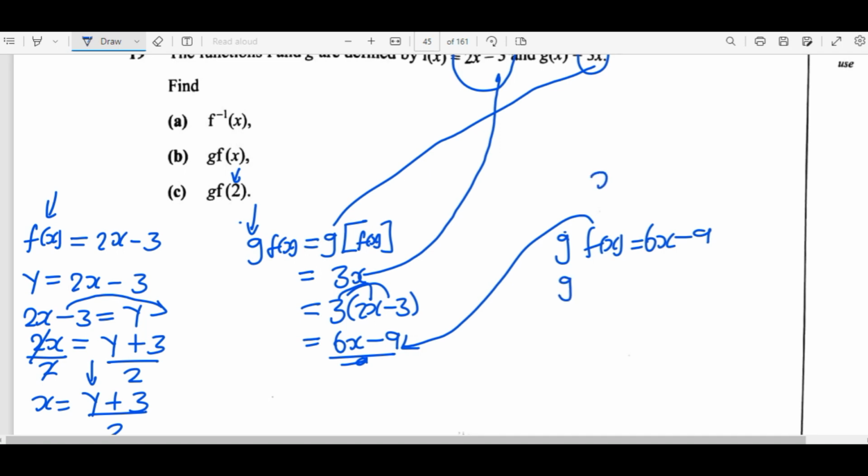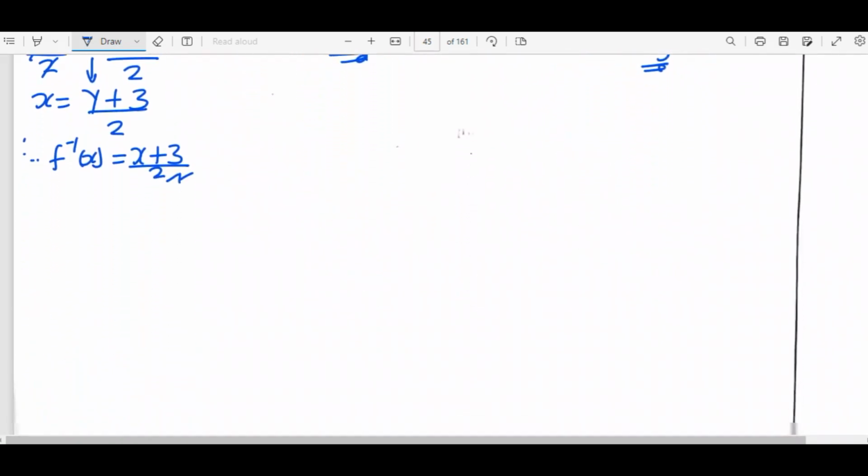Now, whenever we are given a value, it means the value of x is equal to 2. So where there is now x, we put 2. So this becomes 6 times 2 minus 9. So 6 times 2 is 12, minus 9. 12 minus 9 will give us 3. So that's our final answer.